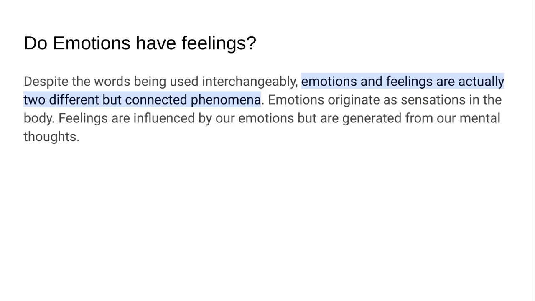It's easy. Do emotions have feelings? That's like a yes or no question. Despite the words being used interchangeably, emotions and feelings are actually two different but connected phenomena. Emotions originate as sensations in the body, while feelings are influenced by our emotions and generate our mental thoughts.